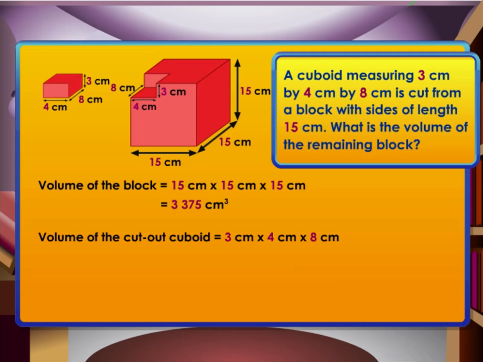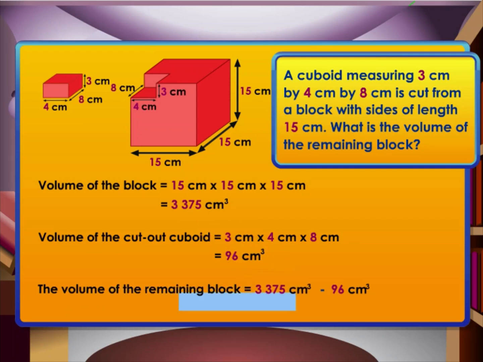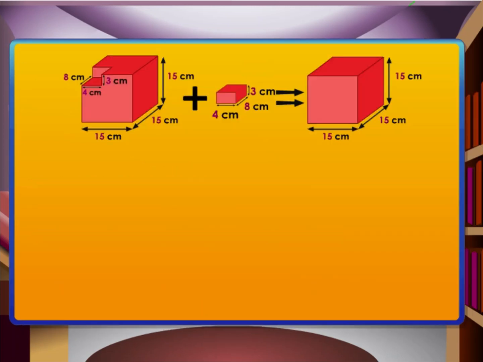Now find the volume of the cutout cuboid. The volume of the cuboid is 96 cubic centimeters. How do you find the volume of the remaining block? Good. To find the volume of the remaining block, subtract 96 cubic centimeters from 3,375 cubic centimeters. What is your answer? Yes, the volume of the remaining block is 3,279 cubic centimeters.